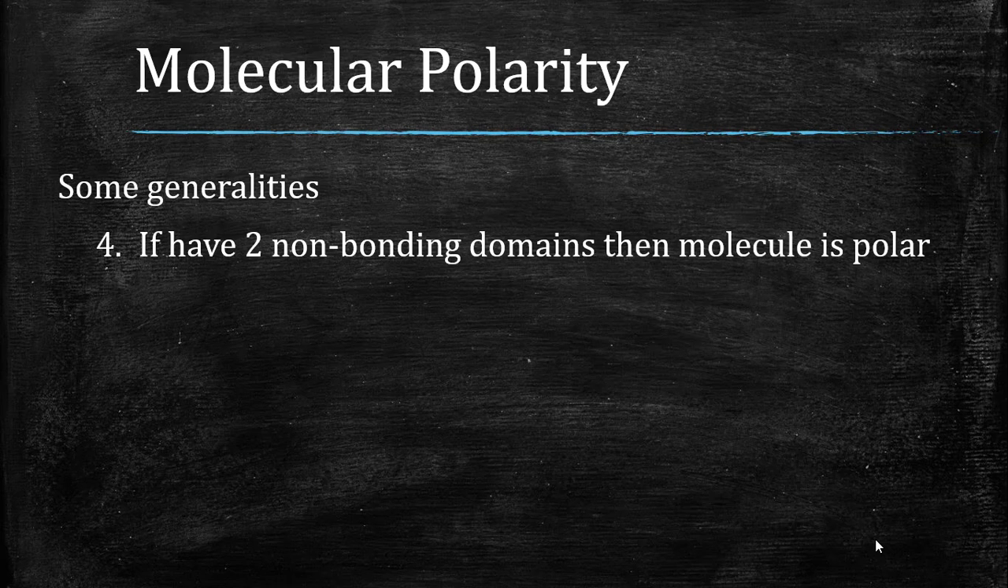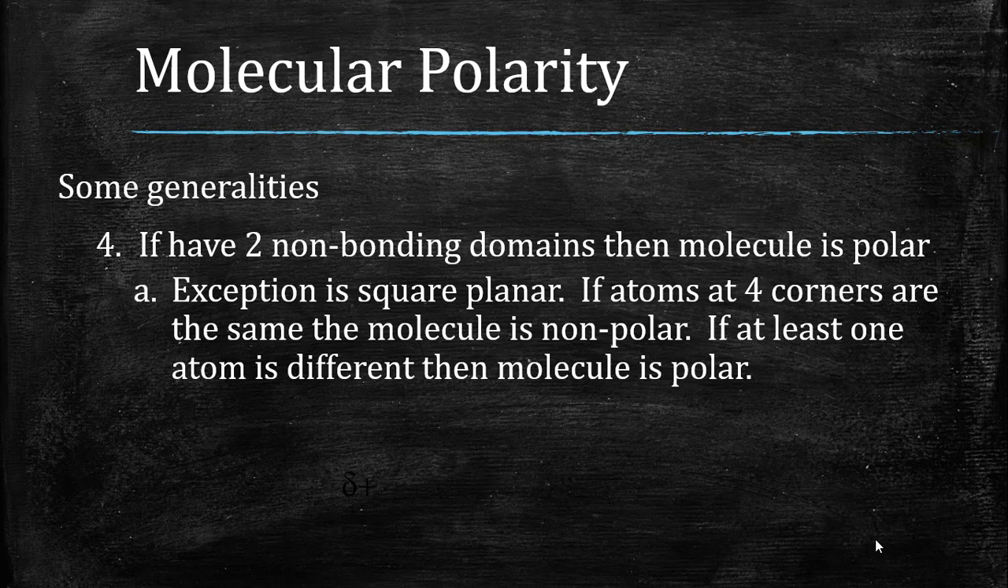If you have 2 non-bonding domains, then the molecule will be polar. But there is an exception to this. If you have octahedral electron domain geometry and a square planar molecular geometry, if the 4 corners of the square have the same element, then the molecule will be nonpolar. But if one of those atoms is different, then the molecule is polar.